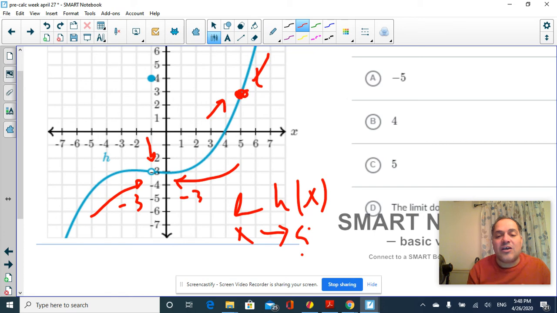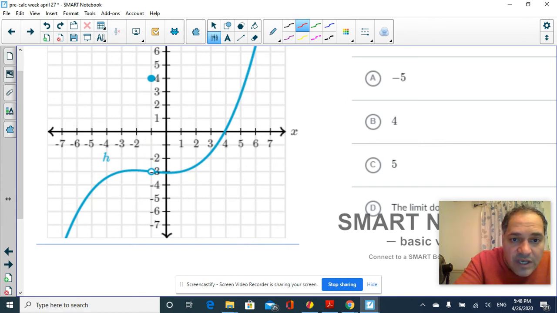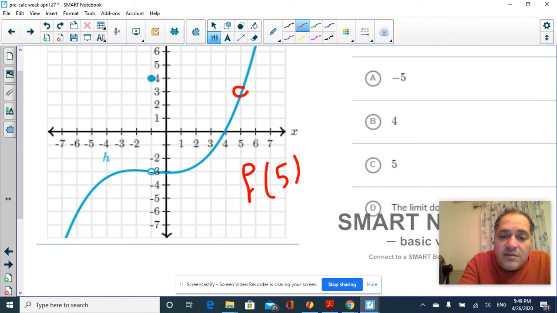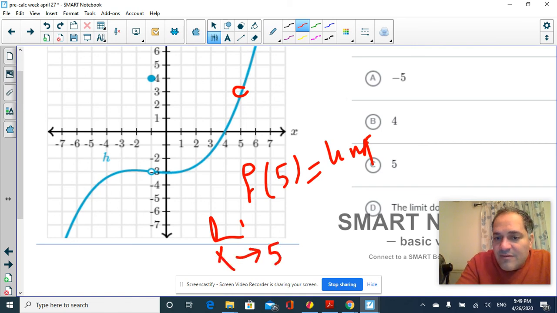It doesn't mean the function equals 3 at x equals 5 for every function. In this function, yes, if you plug in 5, the function equals 3. But sometimes, if we have a hole at this point, f of 5 does not exist, it's undefined. But the limit of the function when x tends to 5 equals 3. This is a big difference between the value of the function at 5 and the limit of the function at 5.